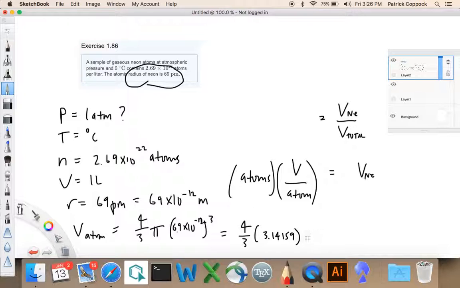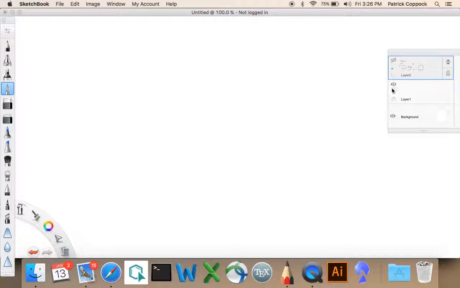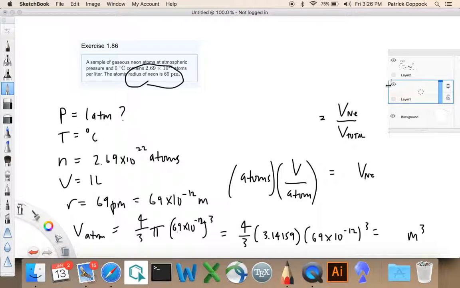Pi is 3.14159. And this is going to be in cubic meters. Then I'm going to have to figure out how many liters are in a cubic meter. All right, this is a little bit complicated. Let's go to a new page. Let's figure out this number first of all.